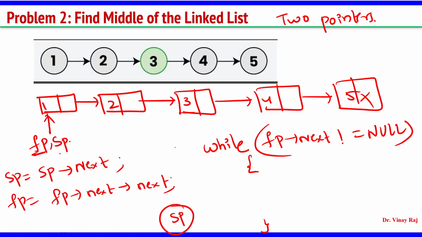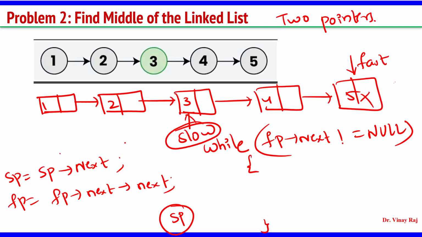Now, let us apply it here and see what the logic is. Both FP and SP start here. In the first iteration, the slow pointer will come here, and the fast pointer will come here, because it jumps 2 steps. After the second iteration, FP will jump to 5, and SP will come here. Now you see, FP next is null. FP does not have anything after this, it has reached the end. So, whatever is the current position of the slow pointer, that is the middle element.